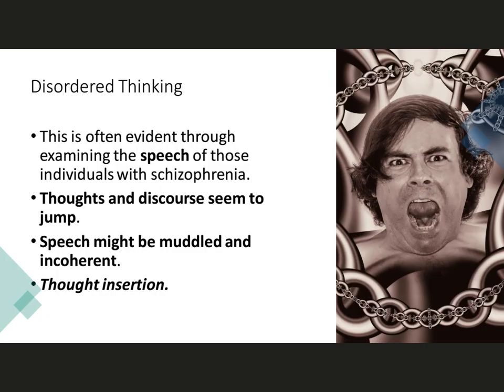Disordered thinking is normally shown by examining speech of individuals with schizophrenia. So the person's thoughts and discourse seem to jump from topic to topic with no apparent reason and show no logical flow within their discussion. The patients may seem a little muddled and incoherent, which can prove to be very frustrating for the persons trying to communicate with them and for the individual with schizophrenia.